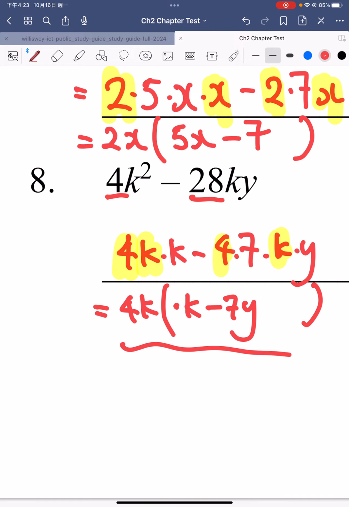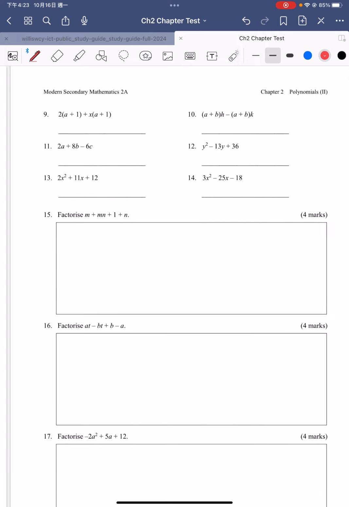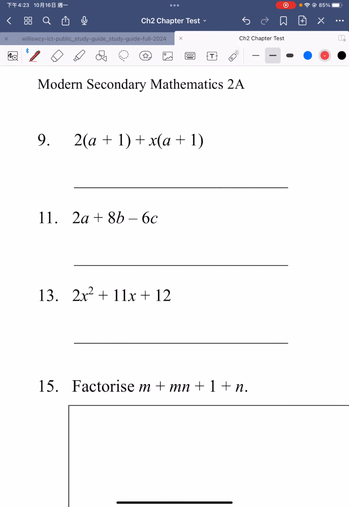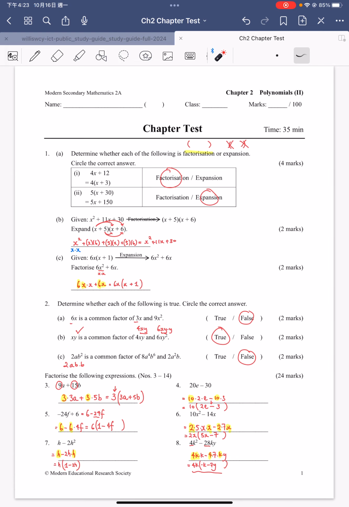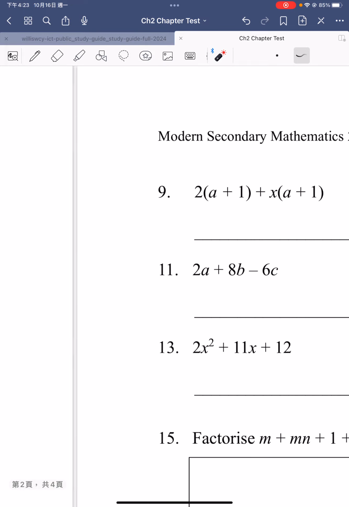So the answer would be 4k bracket k minus 7y. So that's for question 8. So now we can do question 9. So in these questions, don't expand it, okay? If you expand it, that's going to be wrong. Expand means that you don't want a bracket, but the question is asking us to factorize. So factorize means giving more brackets, okay?